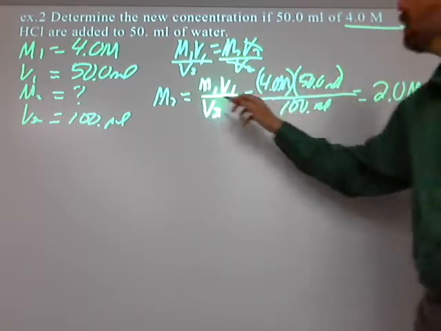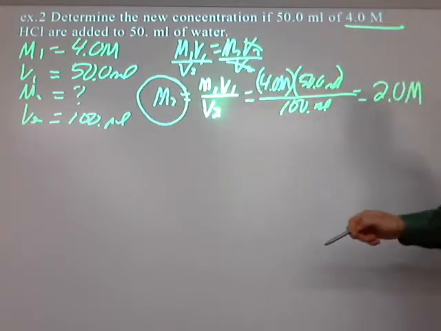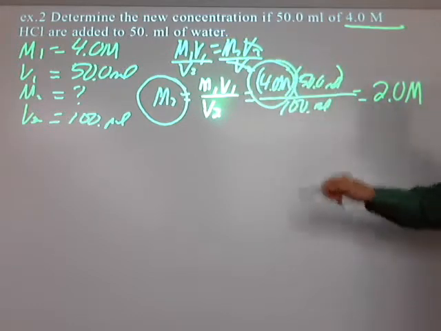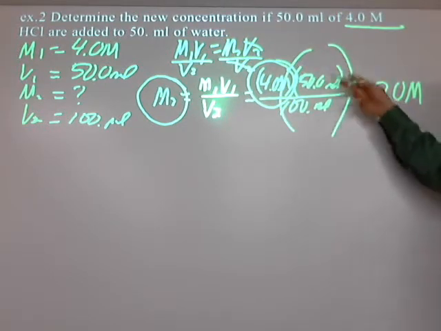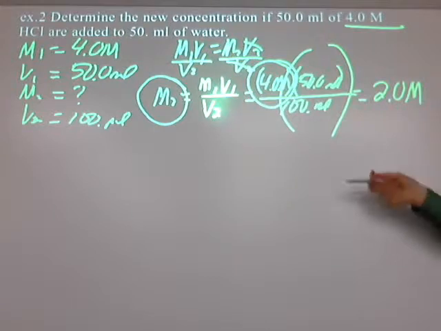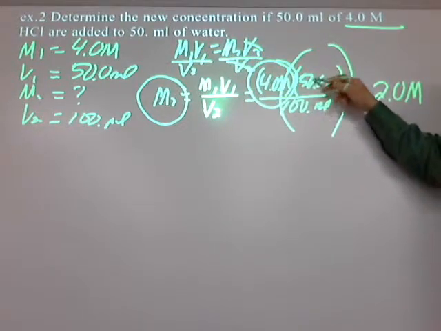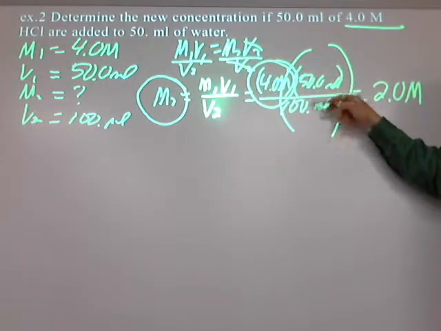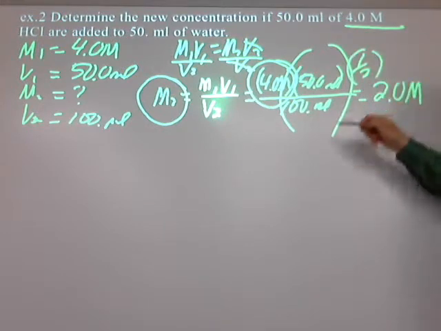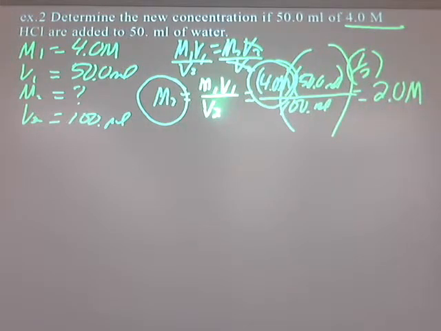Look what you're doing. To find the new concentration, you take the old concentration and you multiply it by the factor, the fraction by which it changes. 50 over 100. The old volume over the new total volume is 1/2. You're basically multiplying by 1/2. That's why it works. All right.